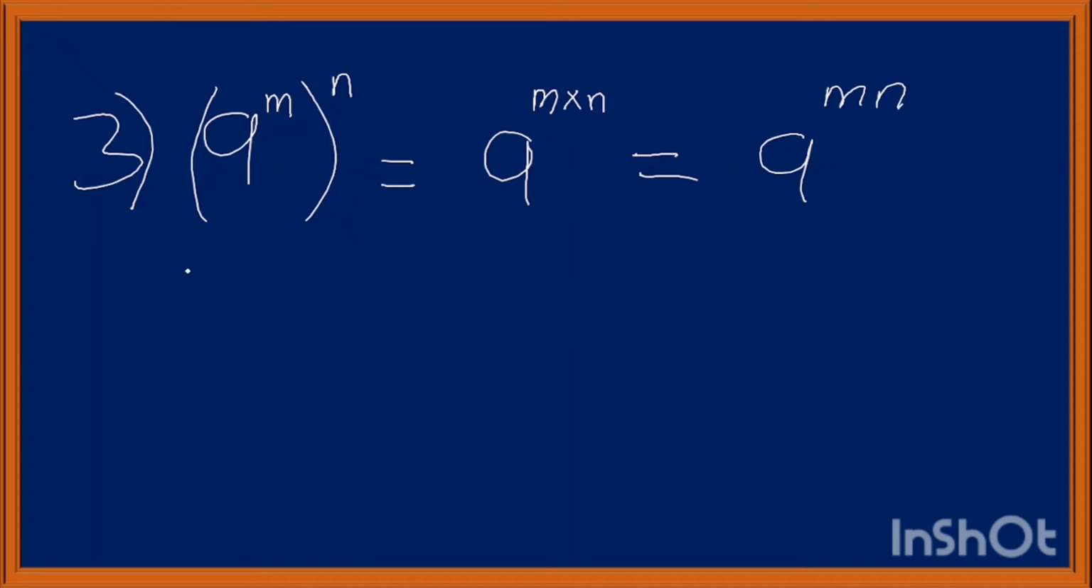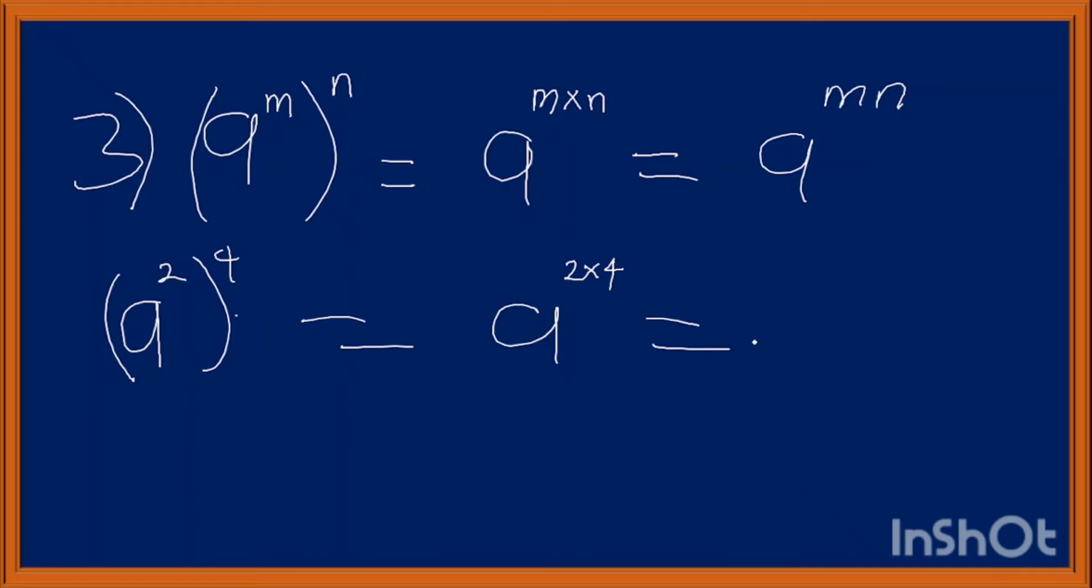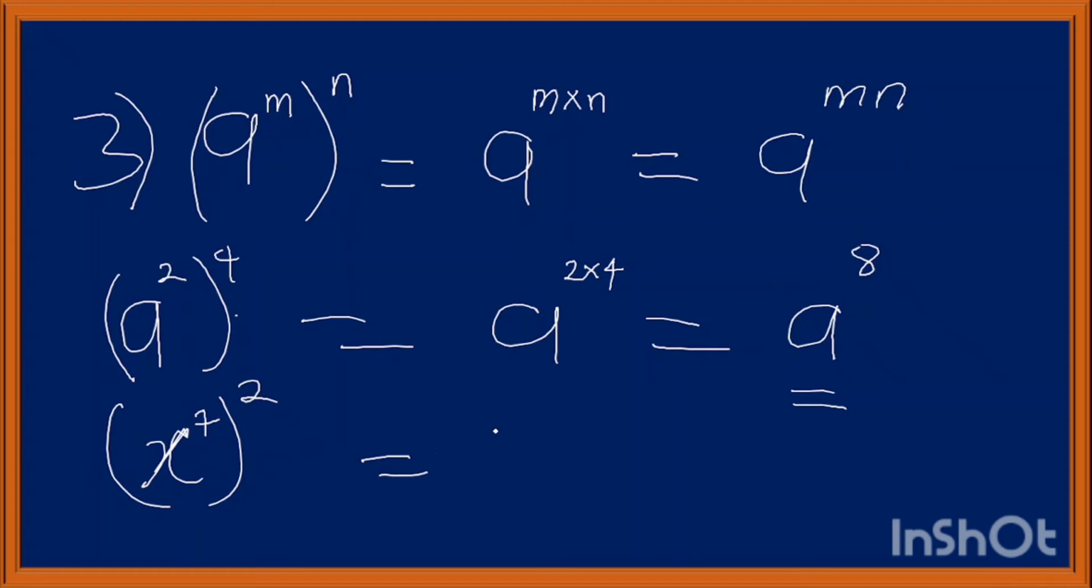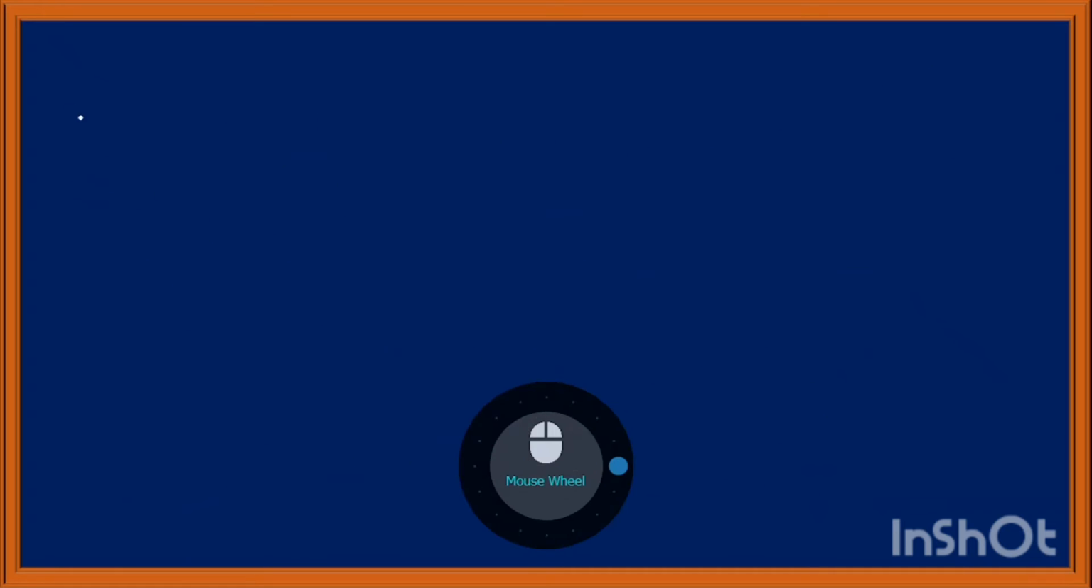mn. So example, if I have, let me say, a raised to the power 2, all raised to the power 4, this is the same thing as saying a raised to the power 2 times 4, which is equal to a raised to the power 8. So that's it. If I have x raised to the power 7, all raised to the power 2, that is the same thing as saying x raised to the power 7 times 2, which is equal to x raised to the power 14. So that's just it. Rule number 4.